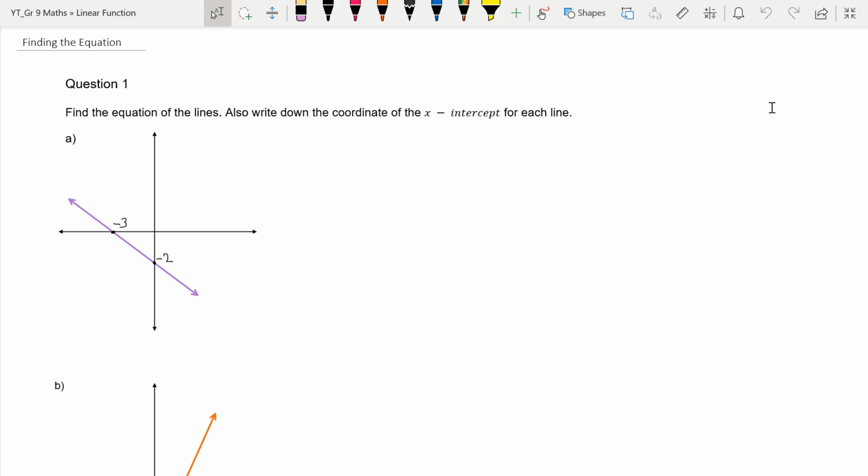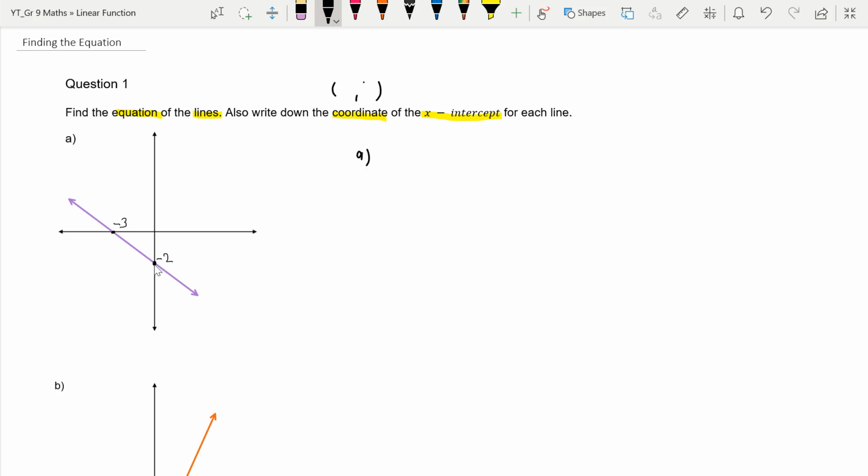In this lesson, we are going to do 3 examples of finding the equation in standard form if we are given the graph. All right, let's go. If we look at the first one there, well, let's actually read the instruction. It says, find the equation of the given lines, okay? And we also need to write down the coordinate of the x-intercept for each line. For A, let's have a look and see what was given.